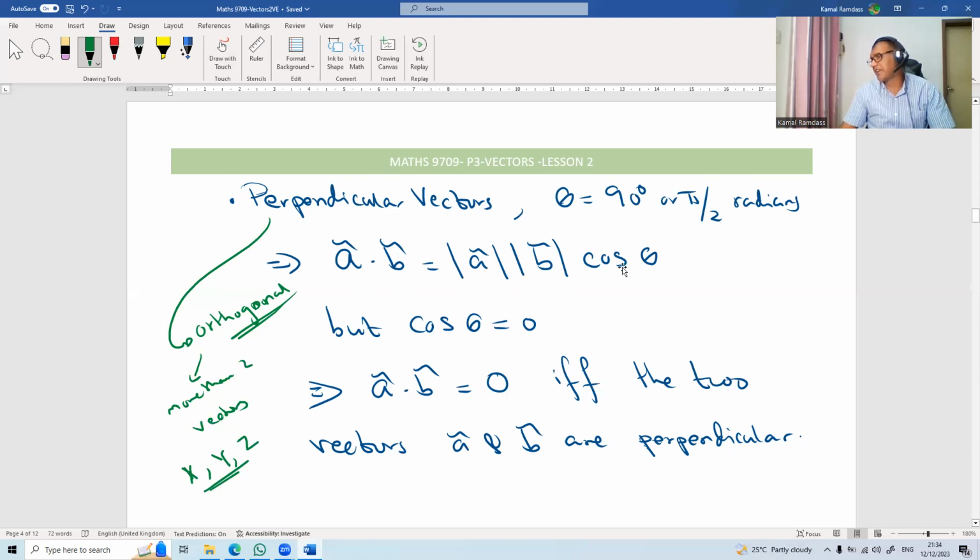But here cos theta is equal to 0, therefore the dot product of two perpendicular vectors, or orthogonal vectors, is 0. OK?